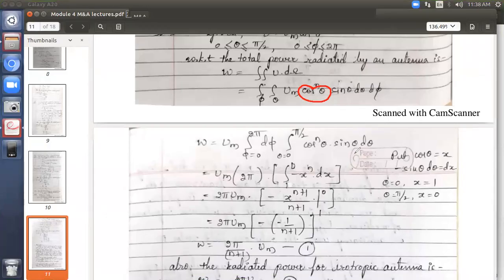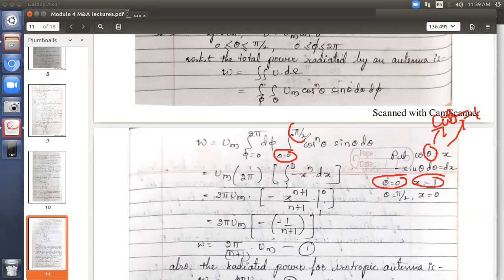Again we will go for the substitution method. Substitute cos theta is equal to x. So if I do that, the differentiation of cos is minus sine. So minus sine theta d theta equals dx. The limits will also change. For theta it was 0 to pi by 2. Now for x, because we have substituted, the limits will change. If theta is the lower limit 0, what is cos 0? Cos 0 is equal to 1. So if theta is 0, x will change to 1.